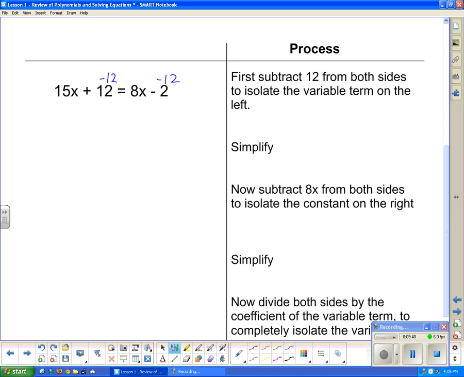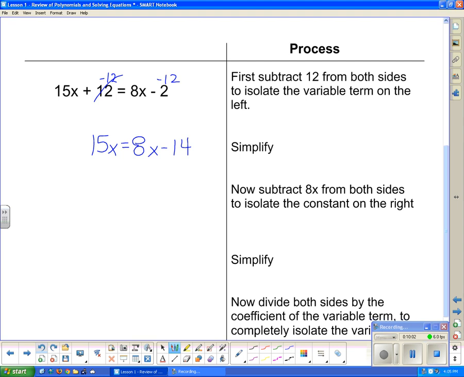And now the next step here tells us to simplify. So I'm actually going to put those together, and I know that this positive 12 and negative 12 is gone completely, and so all I have over here is 15x. And on the other side, I have that 8x, and then when I put a negative 2 with a negative 12, I get negative 14.